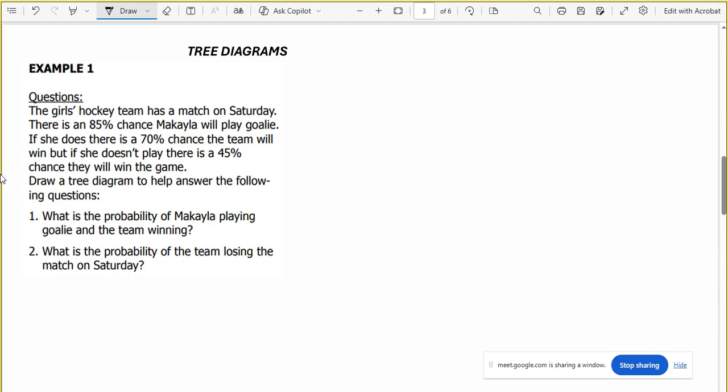If Michaela plays goalie, the team has 70% chance of winning. But if she doesn't play, there is 45% chance they will win the game. You understand? Yes, sir. So now you're going to separate this thing. First thing first, we have Michaela playing goalie or Michaela not playing goalie. You understand? Yes. So I'm going to have, can we call it MG?